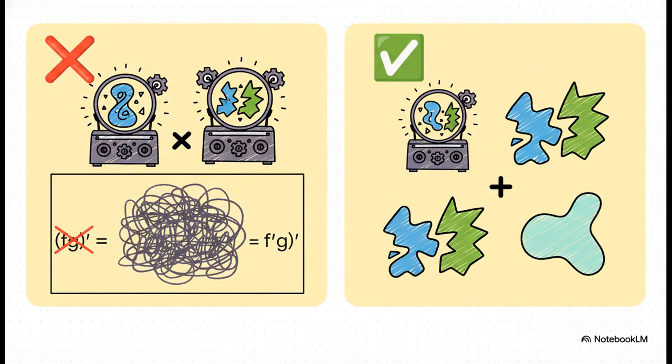Now listen, it is so tempting to just differentiate each piece and then multiply them. But that is the number one mistake people make. Think about it. x cubed times x squared is x to the 5th, right? And the derivative of that is 5x to the 4th. Simple. But if you differentiate them separately first, you get 3x squared times 2x, which is 6x cubed. See? A totally different answer. This is exactly why you have to follow the specific recipe of the product rule.